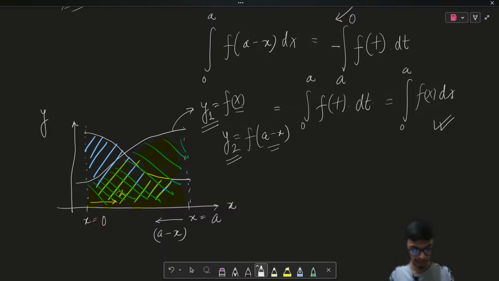So definitely I have that in mind. Okay, so don't worry. I hope this is clear. This particular thing is clear to all of you, right?